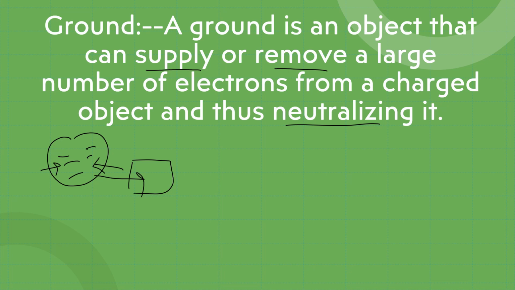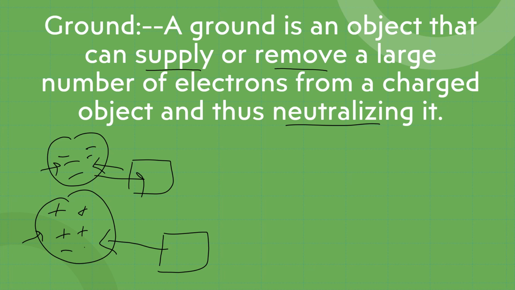And when the object is positively charged, it has more protons than electrons. In that case, the ground will supply the electrons to neutralize that object. A ground is a large reservoir which has a large number of charges, and it remains neutral whether it supplies electrons or absorbs electrons. It remains neutral, and before supplying or removing electrons it was neutral.